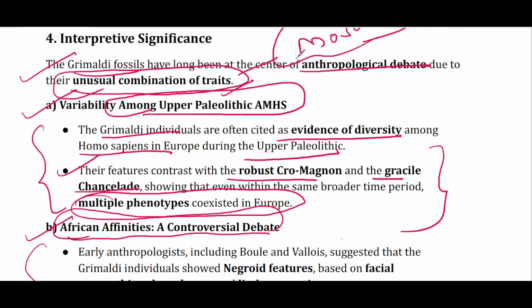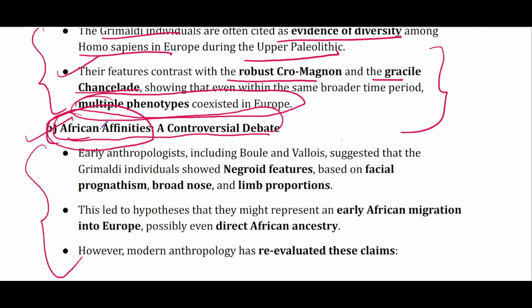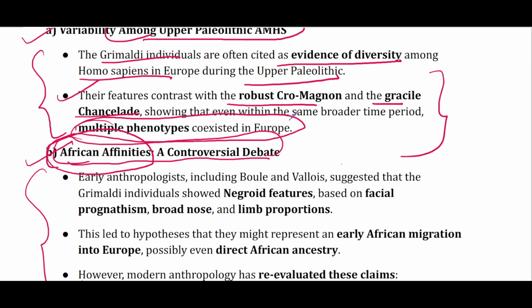The debate I mentioned, the point I was trying to highlight here, is this African affinity. Even if the modern interpretation is looking at the presence of multiple phenotypes, the presence of genetic diversity among the AMHS of Upper Paleolithic in Europe, the time we are talking about is the Upper Paleolithic, and the place is Europe. So the modern interpretation is only looking at one angle, that yes, in Europe these Homo sapiens exist, and all of these Homo sapiens have this particular diversity, but they are not looking at where this population has been sourced from.